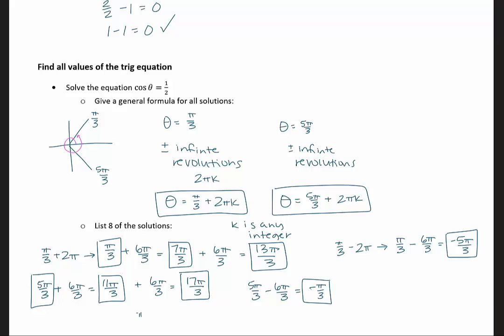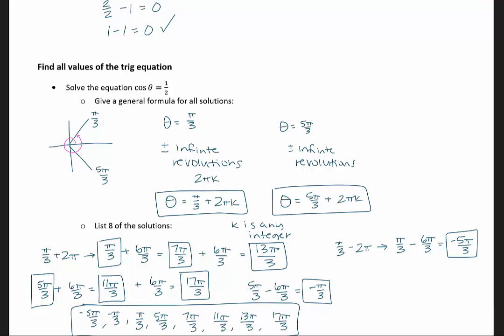So our 8 solutions here would be pi over 3, 5 pi over 3, 7 pi over 3, 11 pi over 3, 13 pi over 3, I'm just putting them in order, 17 pi over 3, and we even have negative pi over 3 and negative 5 pi over 3. So all of these are the first 8 solutions.